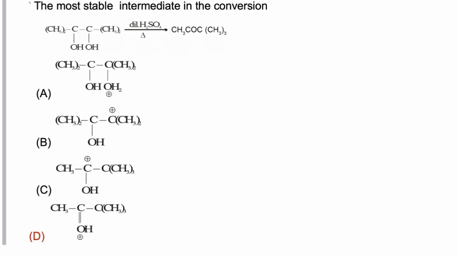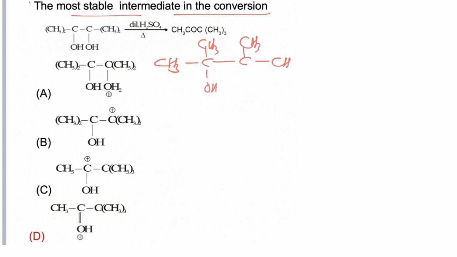In this question we have to find most stable intermediate during conversion of pinacol to pinacolone. So to understand most stable intermediate, first we have to draw its mechanism. Now this pinacol molecule in acidic medium gets protonated first to form oxonium ion.